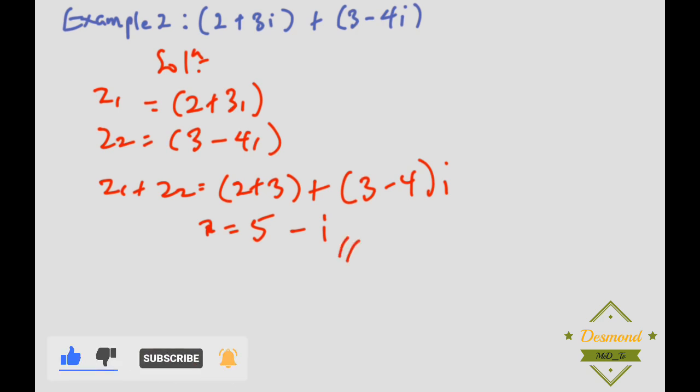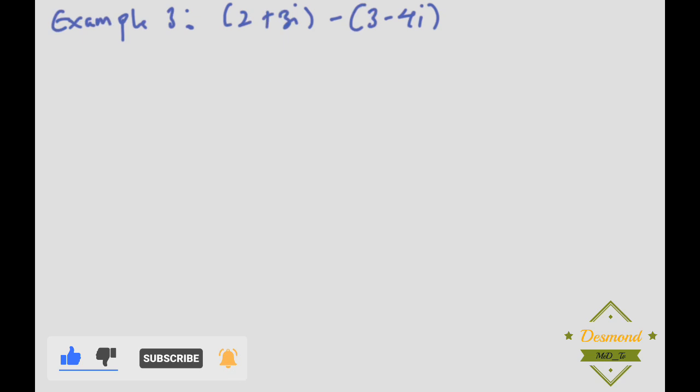Very simple. Let's take example 3. You can also pause this video and try to do it on your own. So with example 3, we have 2 plus 3i minus 3 minus 4i. So with this one, the same thing, we are subtracting. So z1 minus z2. With our z1 being this one, with our z2 being this one.